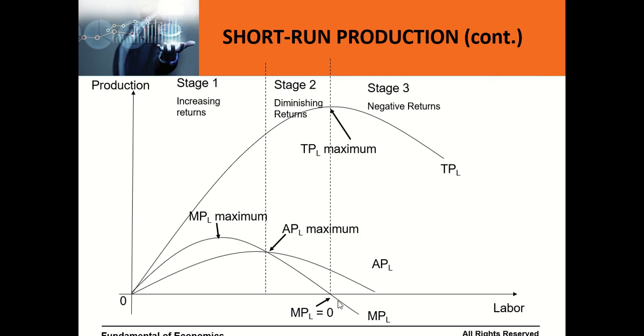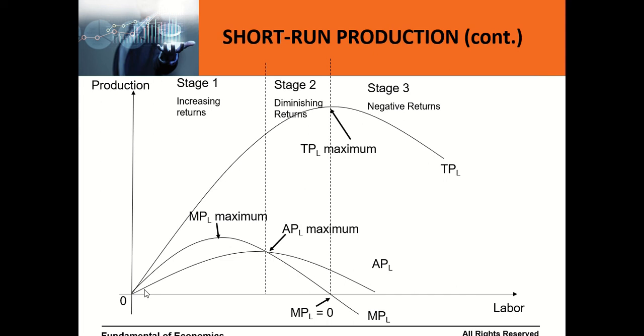Okay, now that's number 2: TP maximum, MP must equal 0. So I said earlier, first the TP must have a maximum, then it starts to decline. Number 2, when TP is at maximum, MP must equal 0. The third curve is the lowest one here.